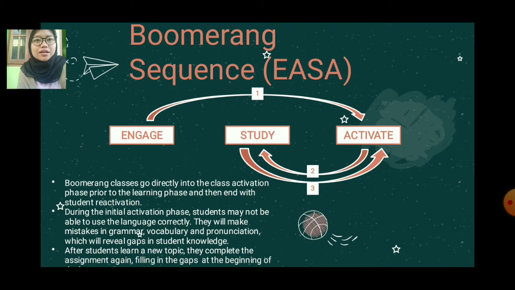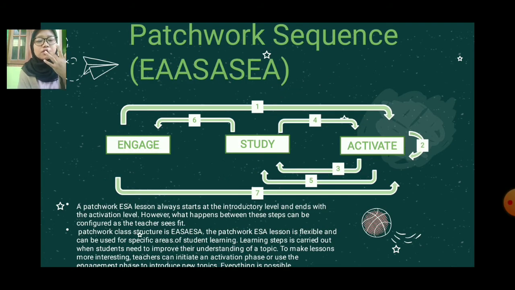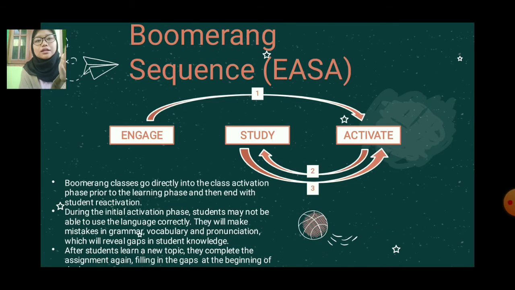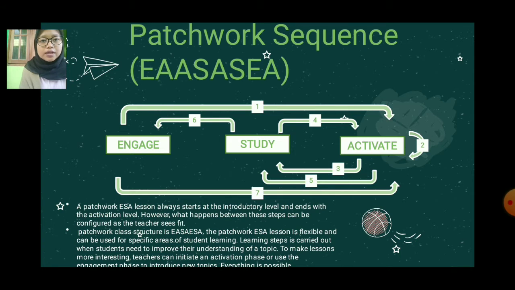Lalu there is a patchwork sequence, or we can say EAASEA. Nah, ini agak bulat ya bagannya itu. Jadi, yang belakang tadi ini biasanya digunakan untuk kelas intermediate atau kelas tengah, middle class gitu ya. Yang bahasa Inggrisnya di level intermediate gitu. Seperti itu. Lalu yang selanjutnya ada patchwork sequence. Nah, ini agak bulat ya, soalnya di sini ada 7 step.